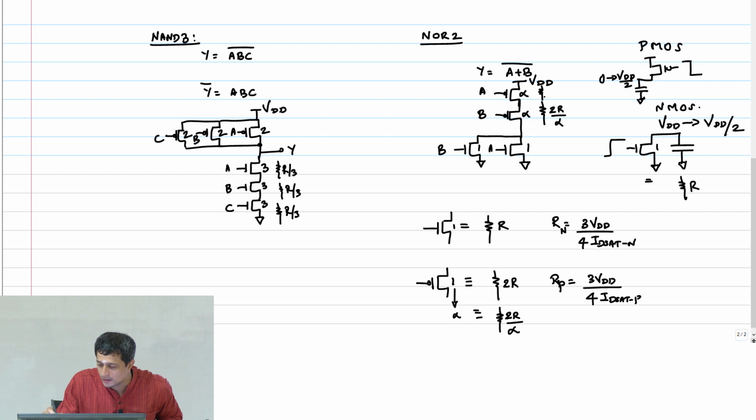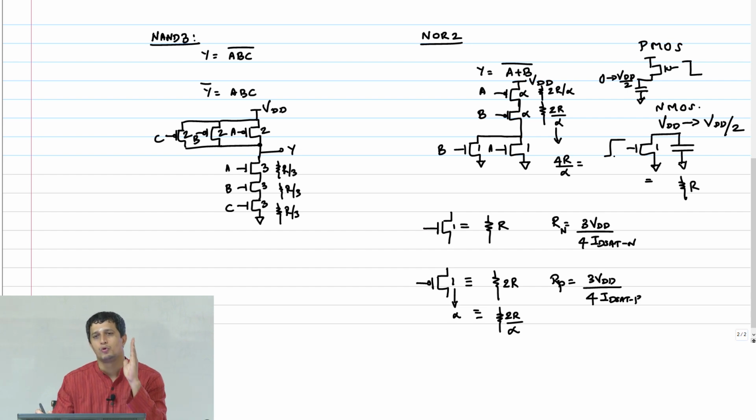The top transistor offers another 2R by alpha, and therefore the net resistance is what? 4R by alpha, and I want this to be equal to R. The pull-up resistance should also be equal to R, because it should be the same pull-up resistance as offered by a reference inverter that we have already sized, so it's the same thing. So if I say this is R, implies alpha equal to 4.